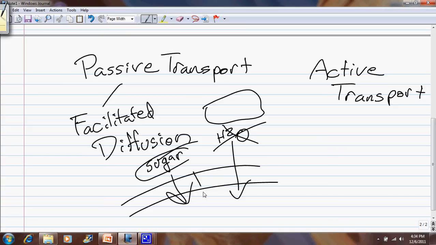So instead, you have protein channels. So there's a protein channel. And it's like an opening in the cell membrane that's specially designed so only sugar can fit through it. Makes perfect sense, I'm sure.